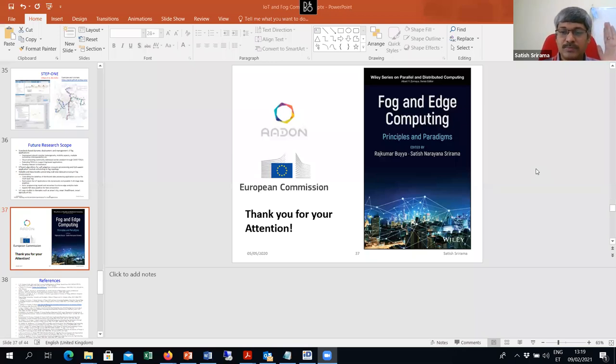Originally, we started with Eucalyptus way back in 2009. Now OpenStack is really good, so you can basically go with that. So yeah, next question: how to use fog computing with image processing?